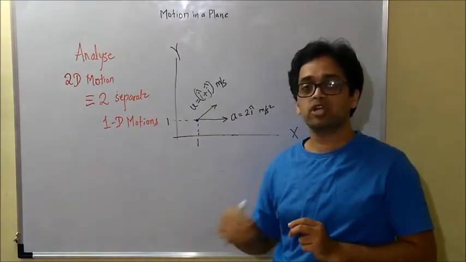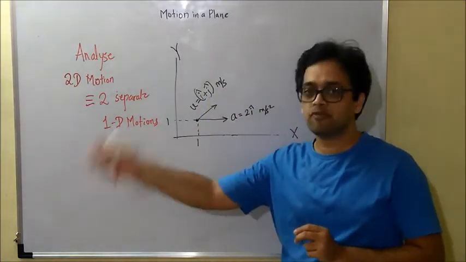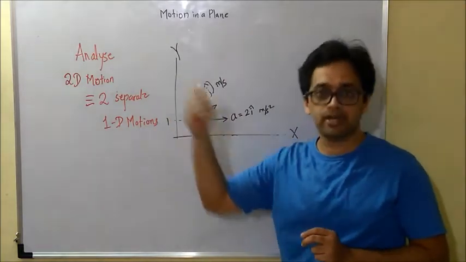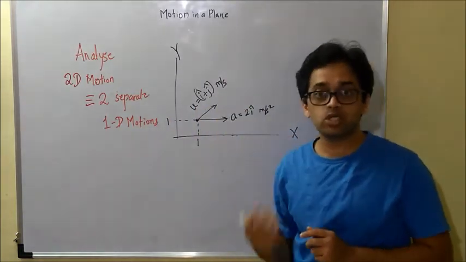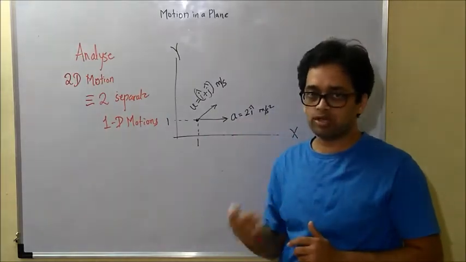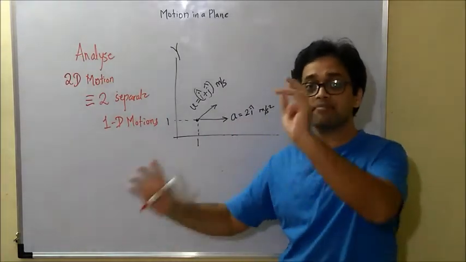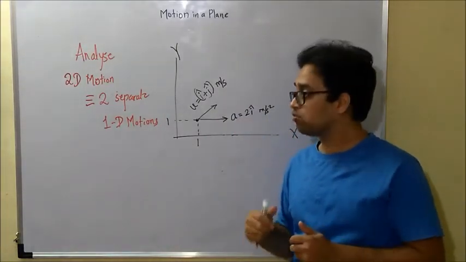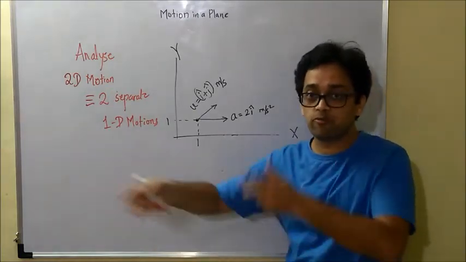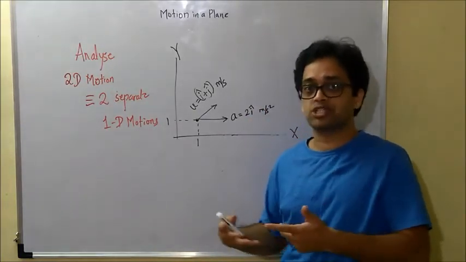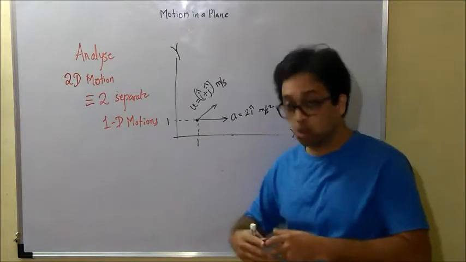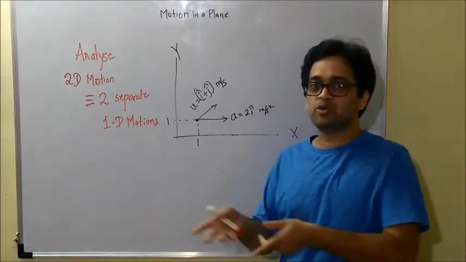X directional motion will have its own initial speed, final speed, acceleration, time and displacement. Y directional motion will have its own all these 5 things. Analyze them separately. Now you will ask, then what? It's as good as analyzing 2 different 1D problems. Then where is the linkage? How do we understand whether it's 2 1D problems or it's a single 2D problem?